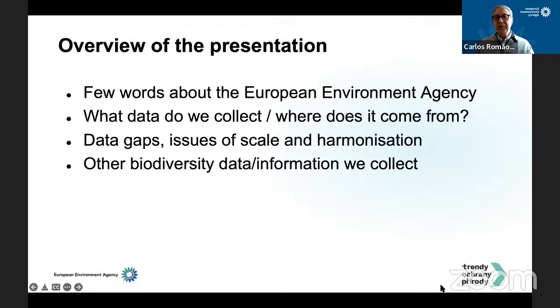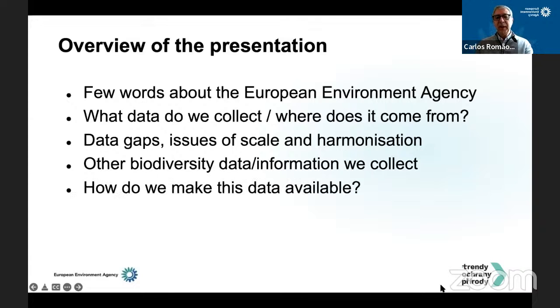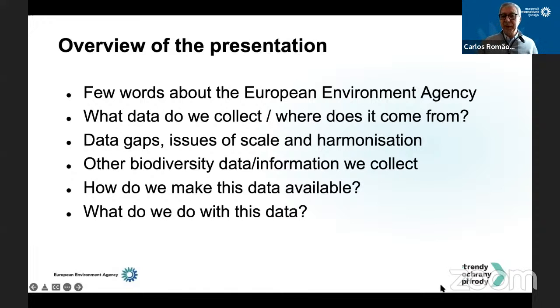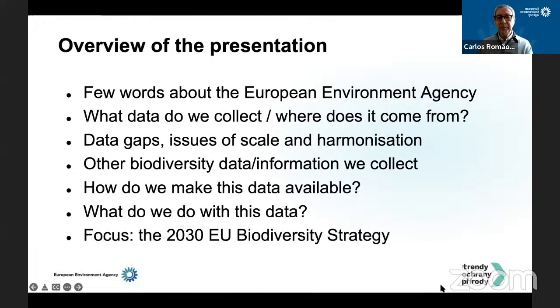We also collect other biodiversity data or information. And then I will try to also give an overview of the different tools we have to make this data available. And also, what do we do with this data? We collect the data, but then what do we, or what do other European organizations, do with the data that is collected? And finally, I will focus on the biodiversity strategy for 2030, just with some highlights that are more relevant to our topic on nature.